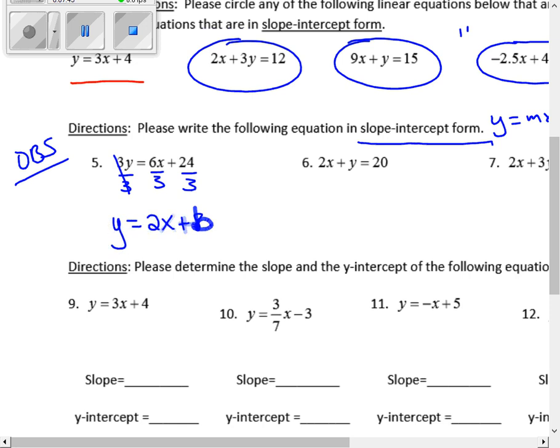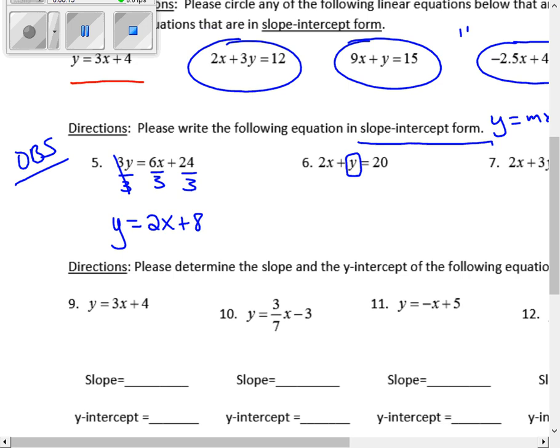Now, in this next one, number 6, to get y by itself, we have to get rid of the 2x. The mistake that kids make here is to say they want to divide by 2. This is not true, okay? You don't want to do that. You're not trying to remove the 2 from the x. You're trying to remove the 2x from the y. So this is a situation where you're going to use subtraction, okay?